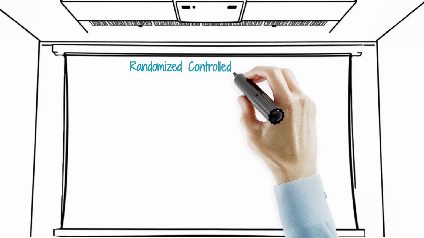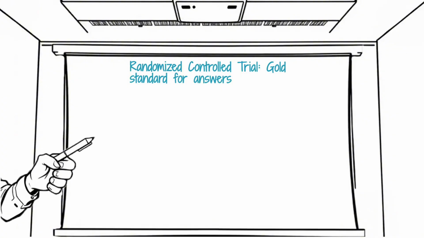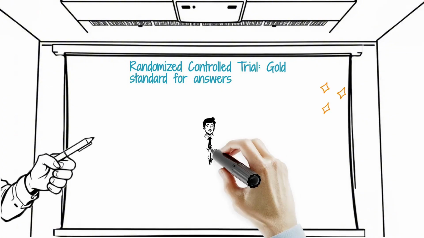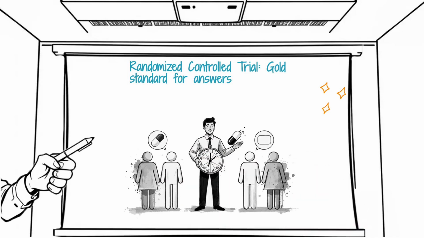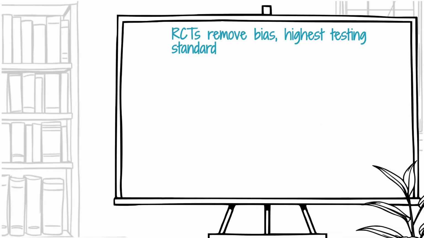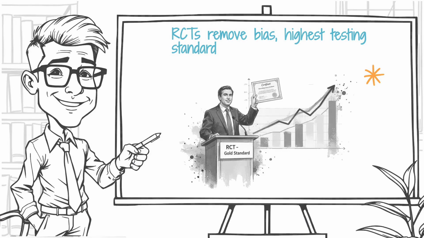Now we reach the randomized controlled trial, the RCT. You take a group of patients and split them randomly into 2 groups. One receives the treatment, the other receives a control. Random assignment removes bias. This is why the RCT is called the gold standard for testing whether something actually works.